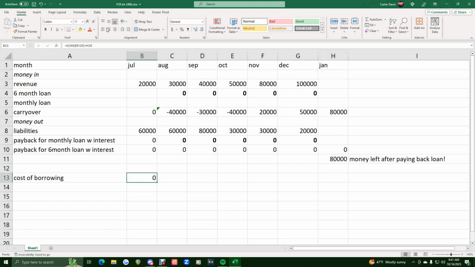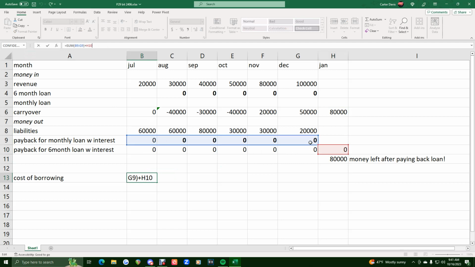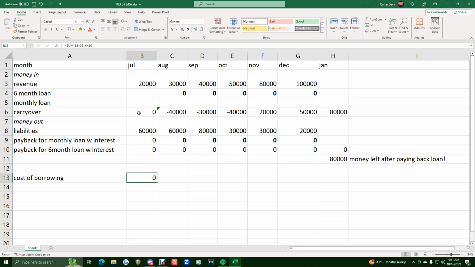So now what's the cost of borrowing? Cost of borrowing just comes from the payback for the monthly loans plus the payback for the 6-month loan, because I've incorporated the interest into these calculations. So hopefully this is fine.